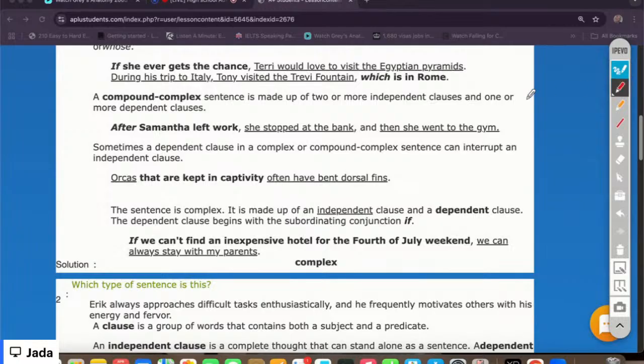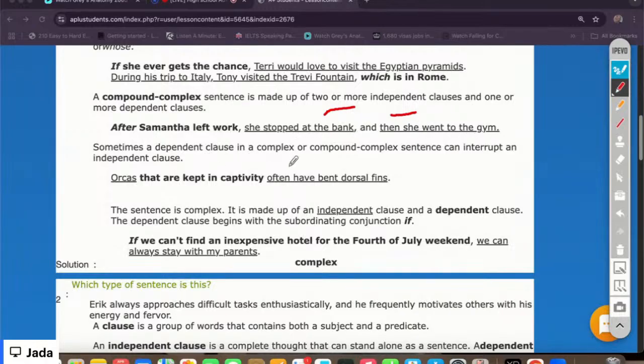And then now we have the compound-complex. It is made up of two or more independent clauses and one or more dependent clauses. So for the compound-complex, you can have two independent clauses in the sentence, or you can have two dependent clauses in the sentence. It can be any of them. Just like saying, after Samantha left work, she stopped at the bank and then she went to the gym.